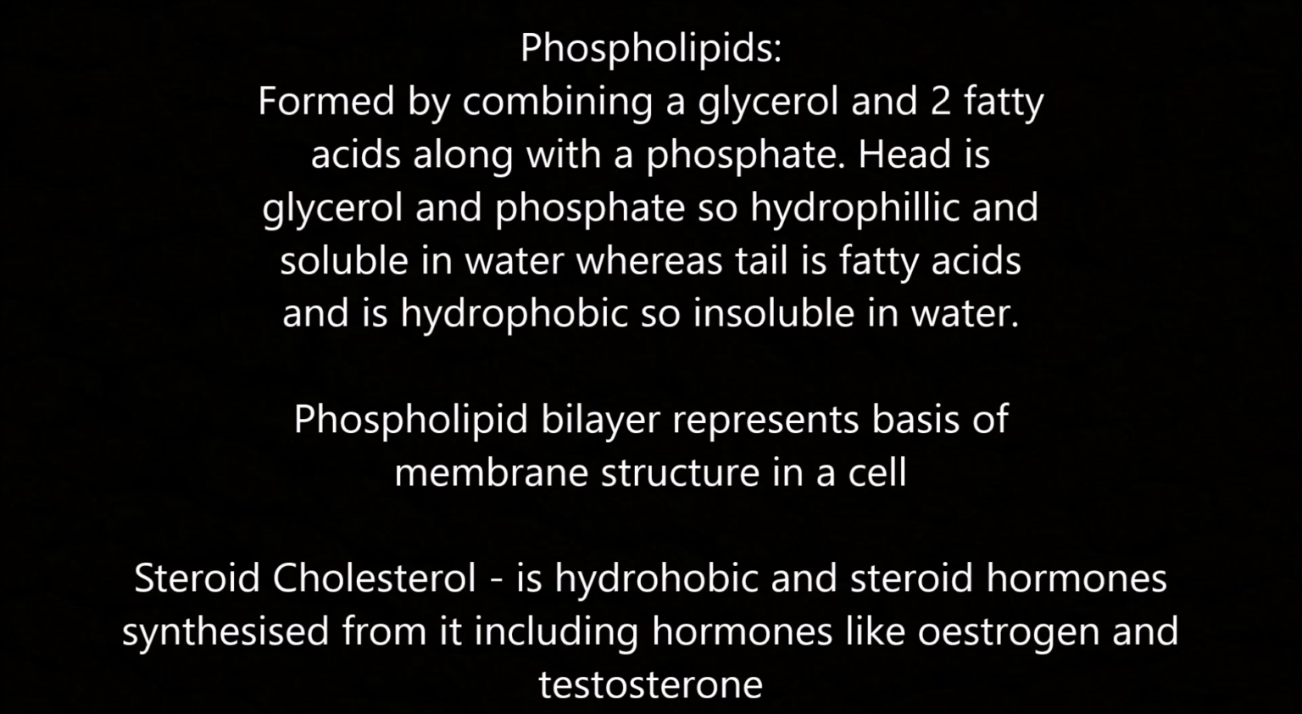Phospholipids are formed by combining a glycerol and two fatty acids along with phosphate. The head is glycerol and phosphate, so hydrophilic and soluble in water, whereas the tail is fatty acids and hydrophobic, so insoluble in water. The phospholipid bilayer represents the basis of membrane structure in a cell.